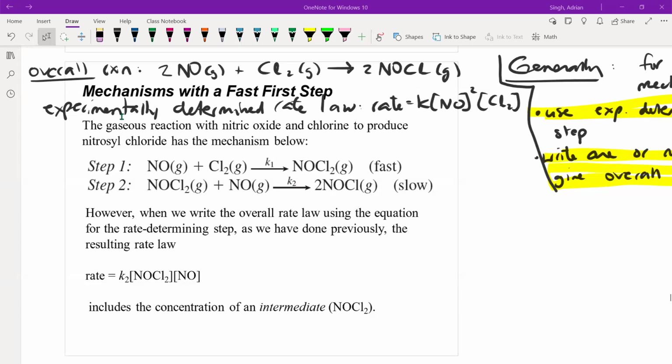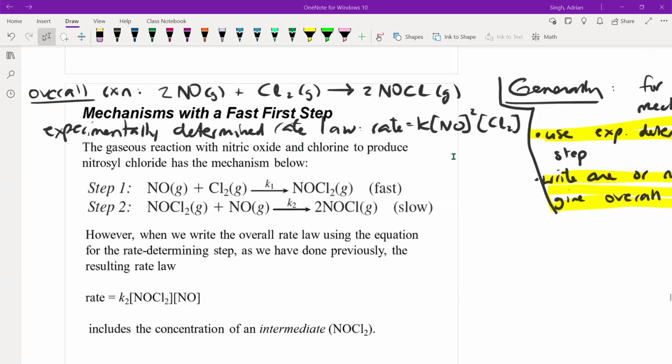Before we write those out, another piece of information that we're given is that when we perform different experiments, we actually determine that rate law to be rate equals k times [NO]^2 times [Cl2]. So what you will notice here is that the rate law kind of matches the stoichiometry for the overall chemical equation, which we said we can't assume in general, right? We need to determine this experimentally.